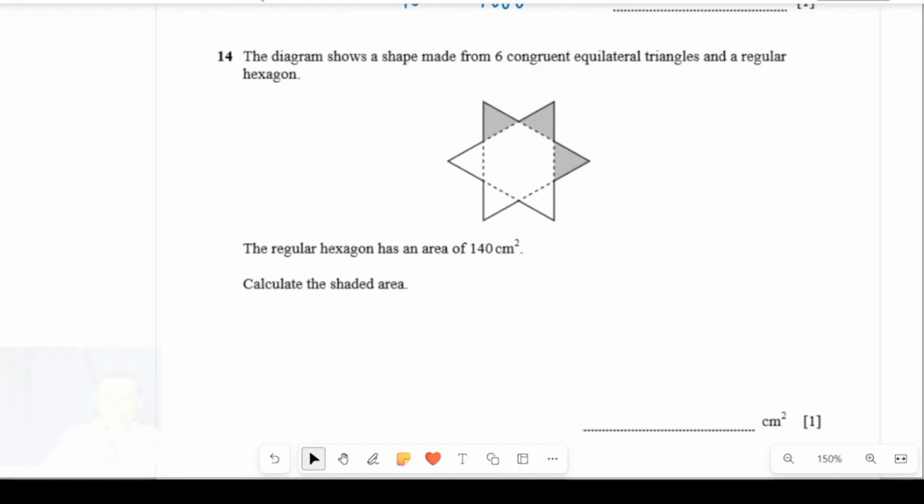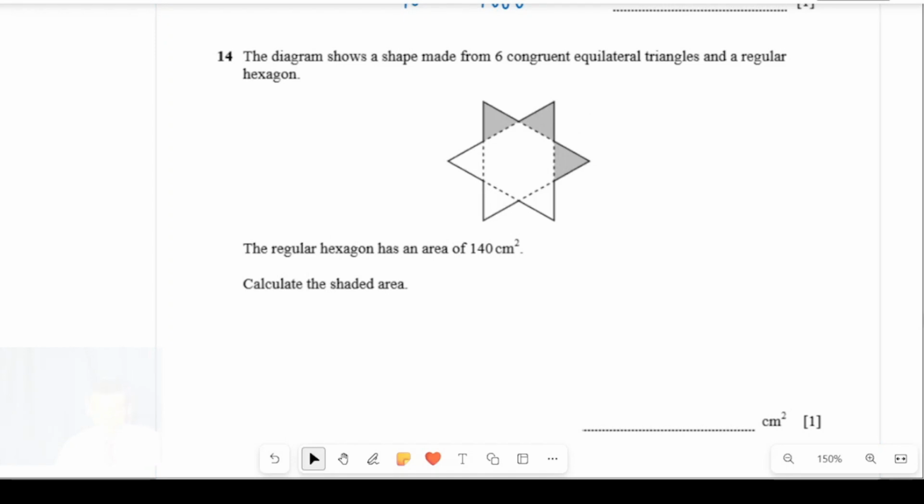Congruent. The diagram shows the shape made from 6 congruent equilateral triangles and a regular hexagon. Very good. The regular hexagon has an area of 140 cm square. Calculate the shaded area.